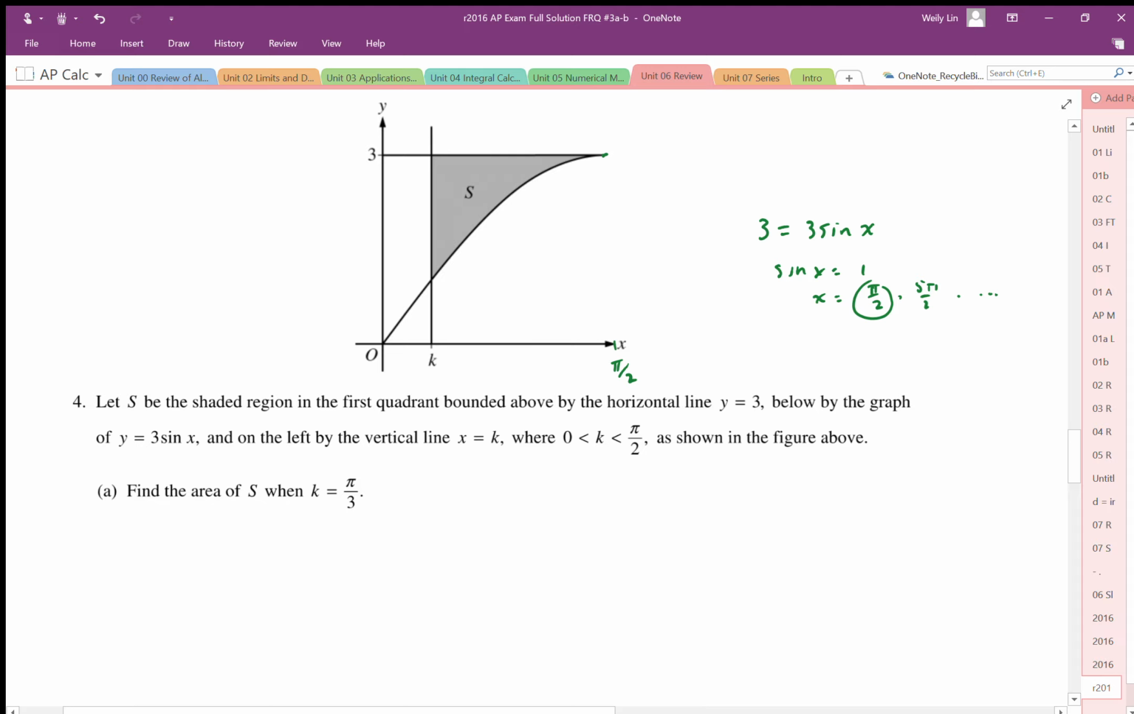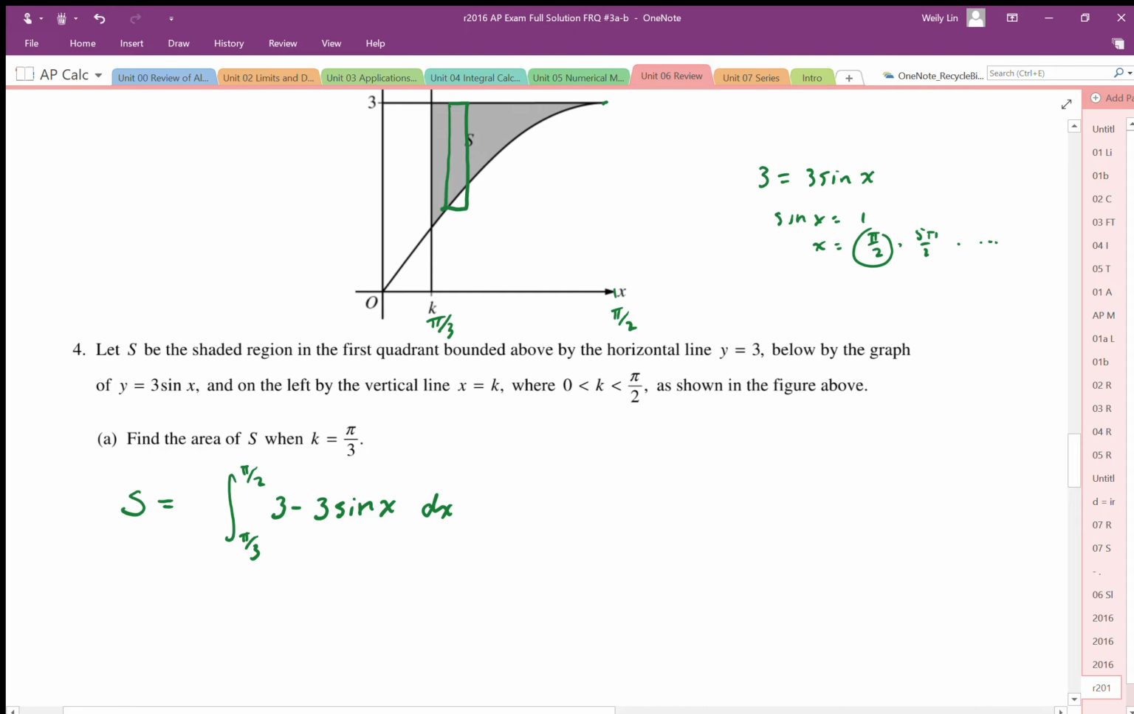What we're looking for is this area when k is pi over 3. So we want to integrate this area from pi over 3 to pi over 2. The area S is equal to the integral from pi over 3 to pi over 2. We need to find length times width. This vertical length is the distance between 3 and 3 sine x, so it's 3 minus 3 sine x. Then we multiply by the width, which is dx, and there's our integral.